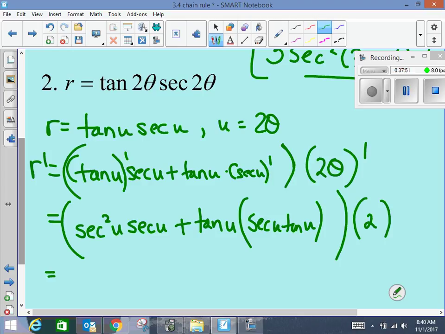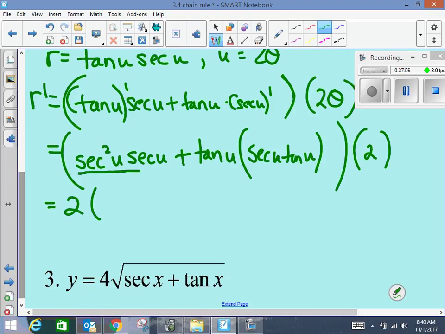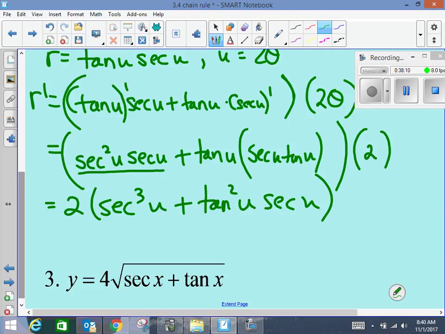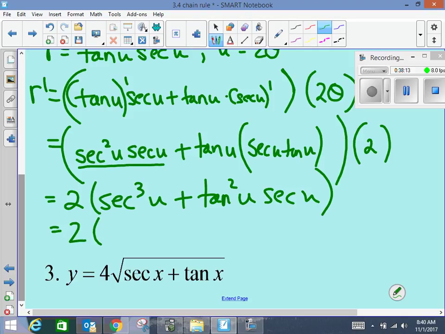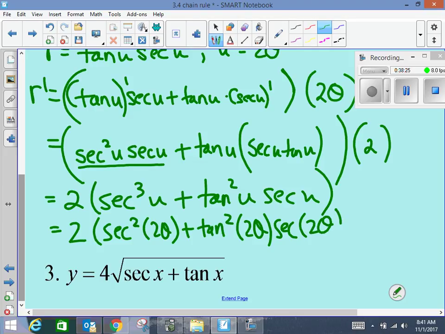First thing I'm going to do is put my 2 out front and then my parentheses. Okay, so what do I got here? Secant cubed plus tangent squared U, secant U. I cleaned it up, but I also need to put the U back in. So secant squared 2 theta, tangent squared 2 theta, secant 2 theta. Okay, 2 is multiplied by the whole thing.